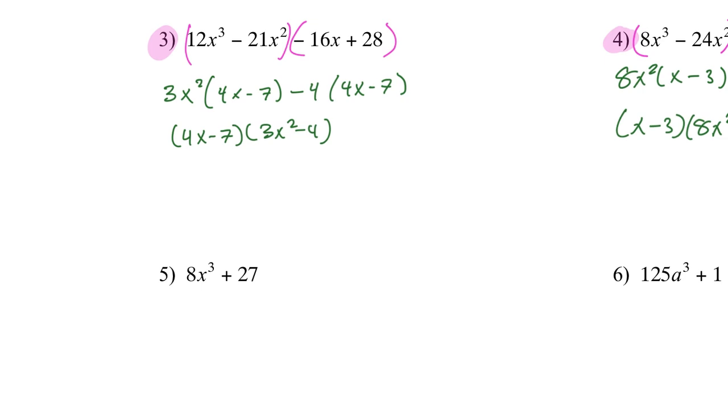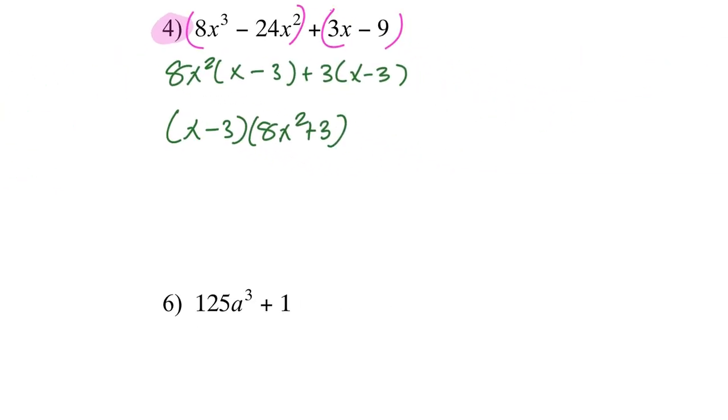Okay, so number 3, again, I'm going to group the first 2, group the second 2. Common factor here between 12x cubed and 21x squared is 3x squared. So inside I got 4x minus 7. Again, this sign right here is negative, so that means that I'm factoring a negative. And between 16 and 18 is 4, so negative 4. Then I have 4x minus 7. Again, this becomes my common factor. So I can factor that as 4x minus 7 times 3x squared minus 4.